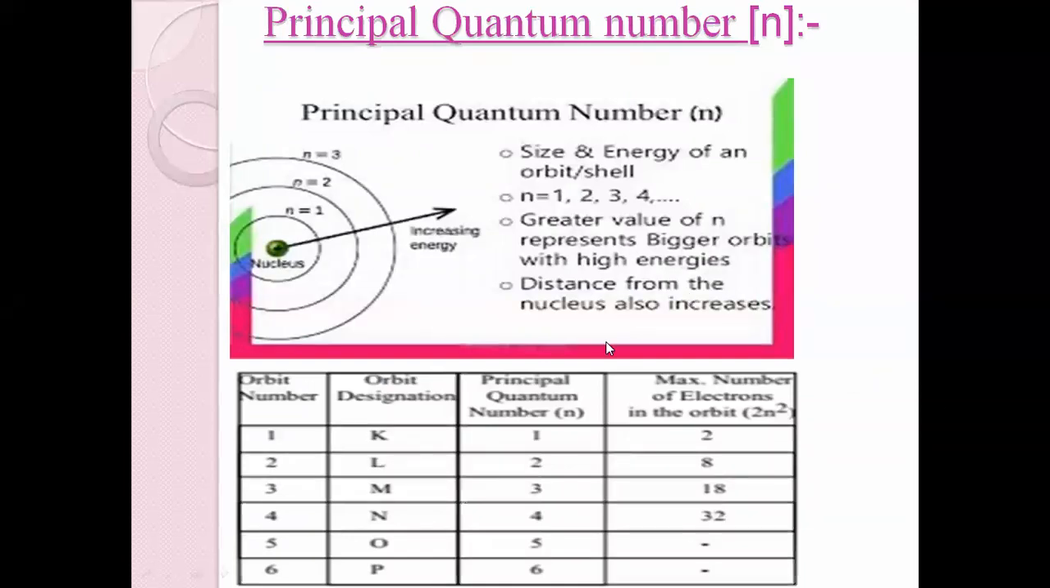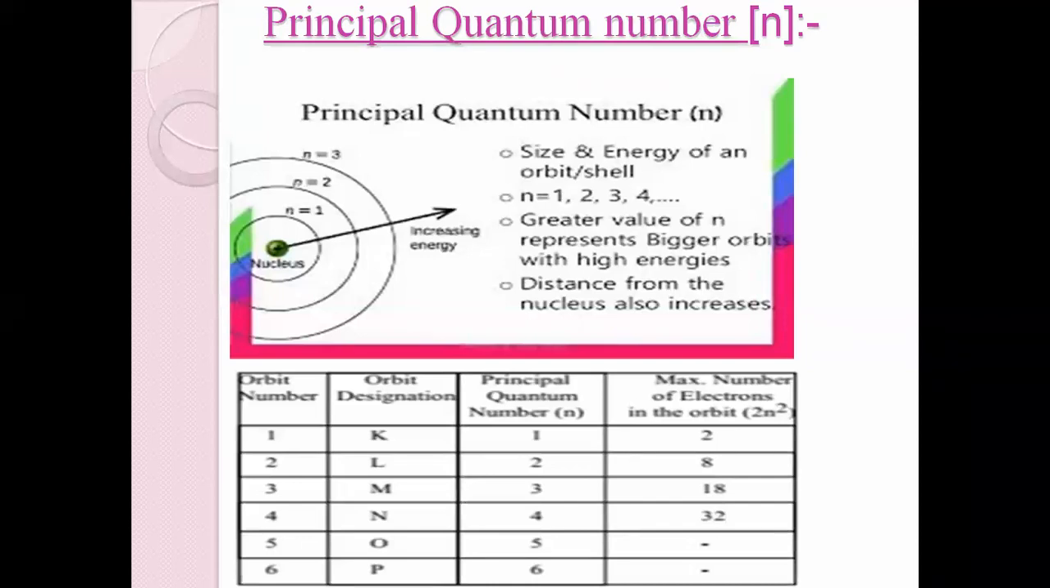Now, the first one, principal quantum number. So, principal quantum number n, as I told you, it explains us the distance of the shell from the nucleus. It tells us about how the energy is increasing as the shell is going farther and farther away from the nucleus. So, जितना दूर वो shell रहेगा nucleus से, उतनी ज़्यादा उसकी energy रहेगी.